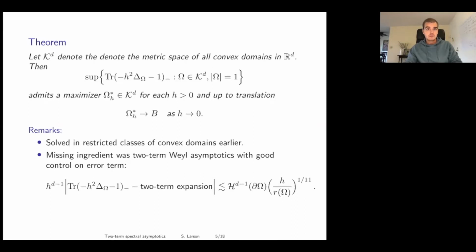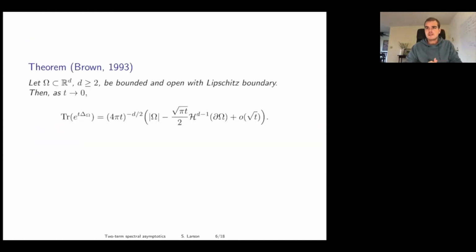Okay, so let's return to general Lipschitz asymptotics, and specifically look at the theorem that Brown proved in 1903. The geometric assumptions are precisely the same as in my result with Rupert, but we're looking now at the trace of the heat kernel, which I think most of you know what that is, but just to write it out, it's the sum of the exponentials of the eigenvalues here, and you look at t going to zero. And correspondingly, you have a two-term asymptotic expansion. We have a leading order term, which is proportional to the volume, and a higher order term. Now, this is in terms of square root of t instead of h, but it's the same thing, which is proportional to the measure of the boundary, and a small o of square root of t.